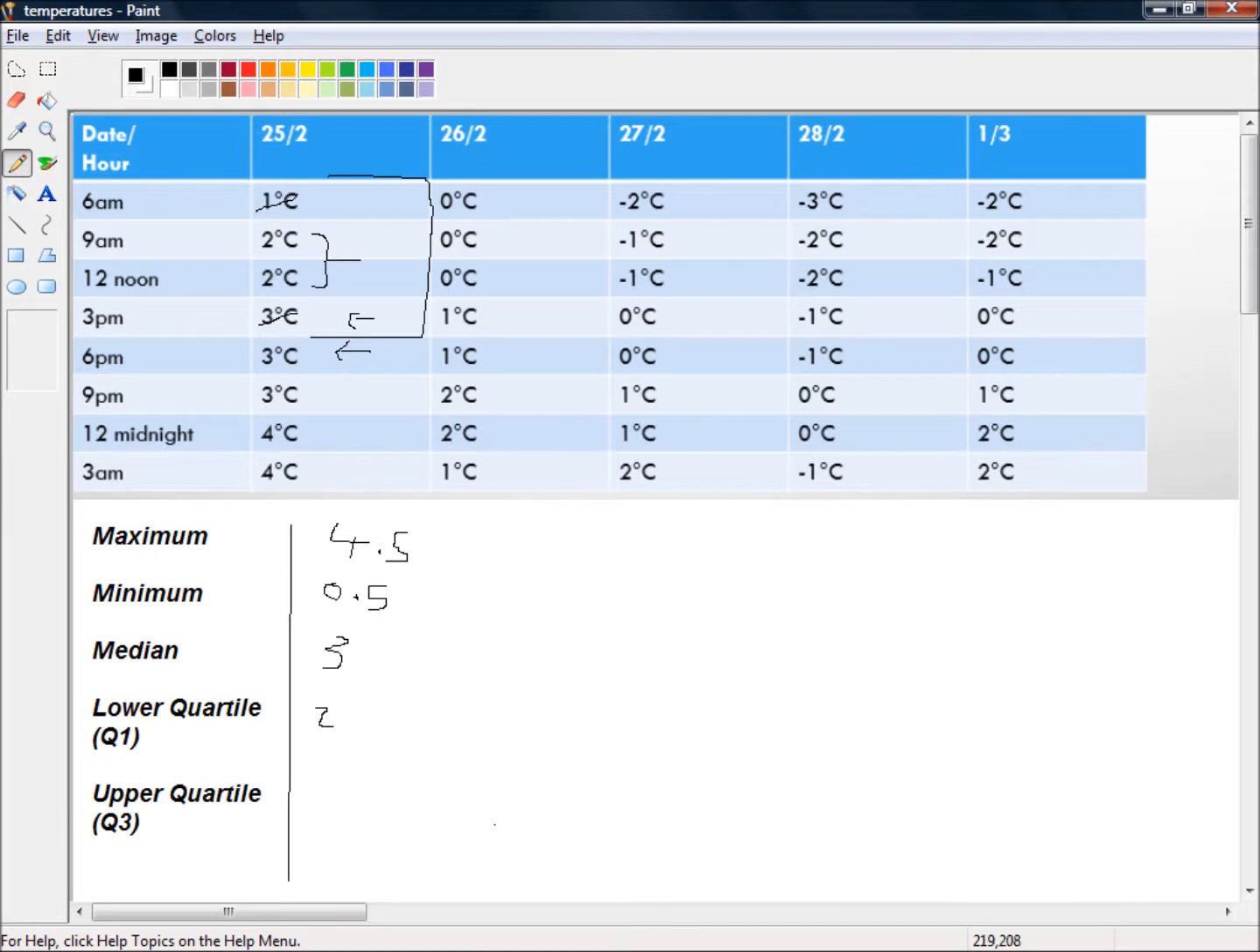And the same for the upper quartile. We just take the second half of our data and find the median value of the second half of the data. So again we cross off the first and last, and we're looking for something that's halfway between 3 degrees C and 4 degrees C, so that's 3.5 degrees C.